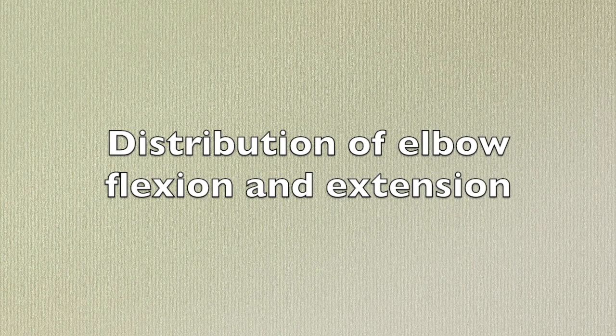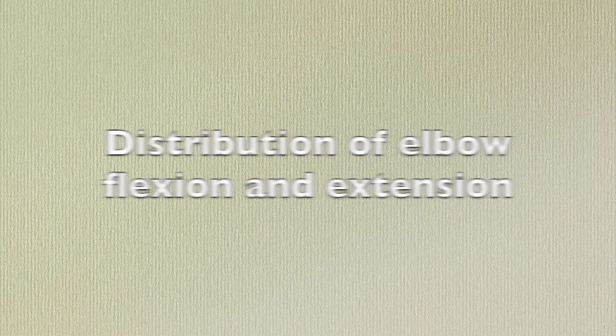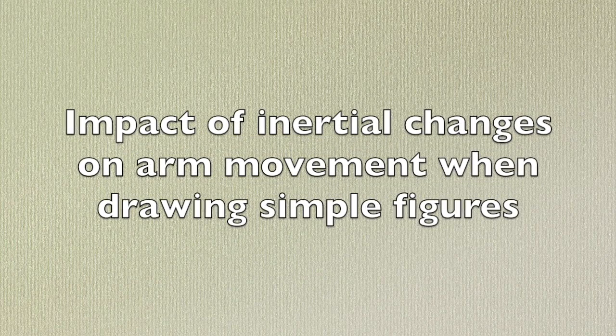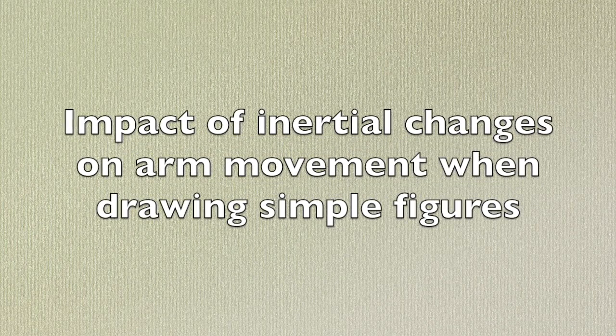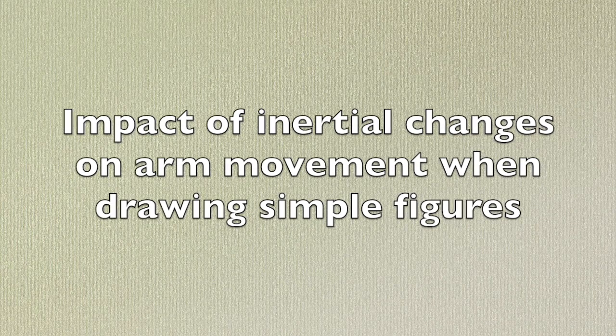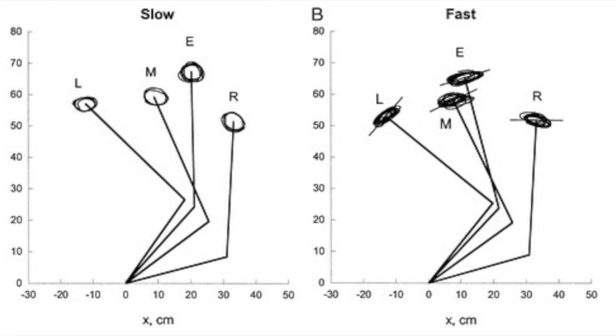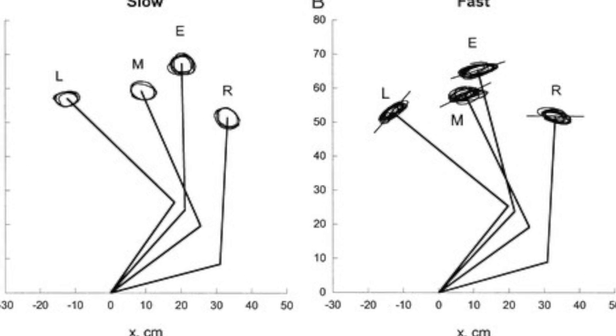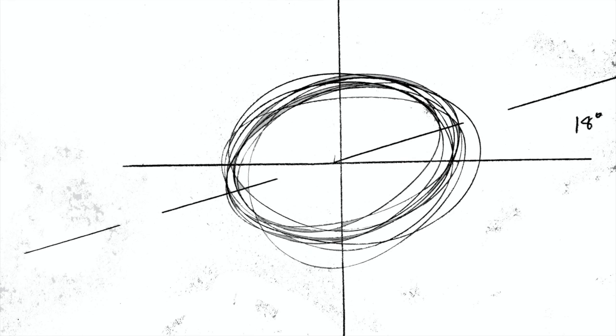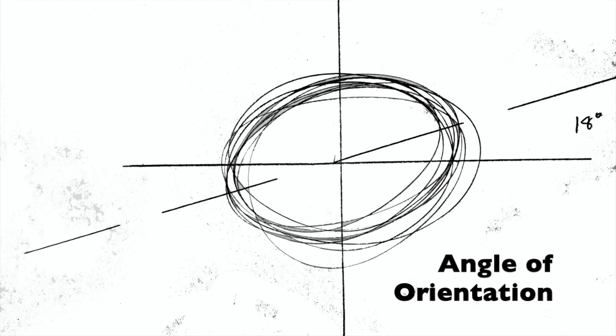For our research project, we wanted to explore principles that were introduced in Lab 3 that examine distribution of elbow flexion and extension. Our research question was to investigate the impact that inertial changes have on arm movement when drawing simple figures. We later decided that sketching circles would allow us to measure these effects. The variables used by prior research included elongation and the angle between the major axis of elongation and perpendicular to the forearm axis, which we call angle of orientation.